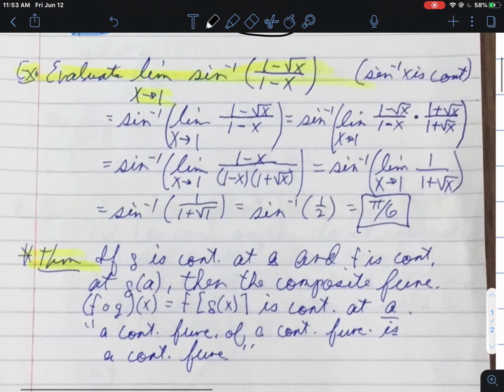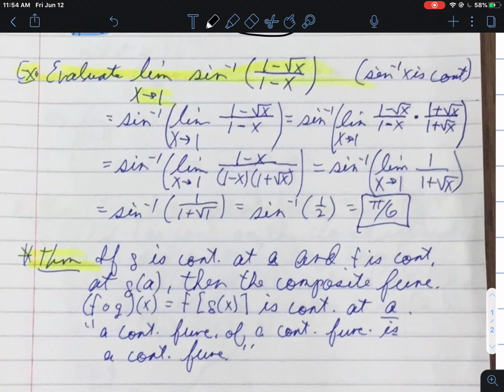So for example, let's evaluate. Find the limit as x approaches 1 of the inverse sine of (1 minus square root of x) over (1 minus x). So a couple of different things to deal with first there. We're dealing with an inverse trig function. Not always the favorite type of function to work with. Trig functions, much less inverse trig functions.